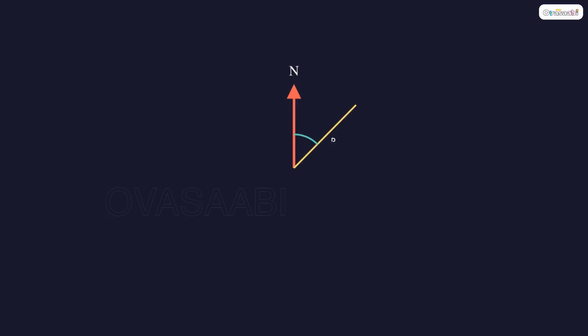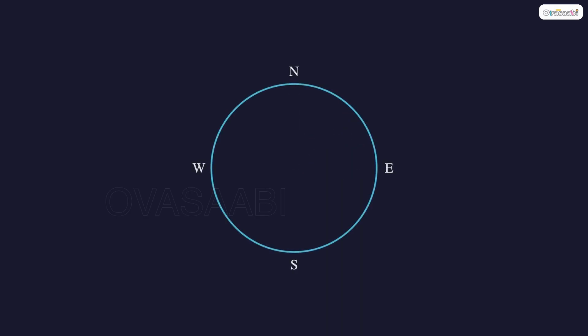A bearing is the angle measured clockwise from north. Always write it with 3 digits, like 045 degrees. East is bearing 090. South is 180. West is 270. Always measure clockwise from north.